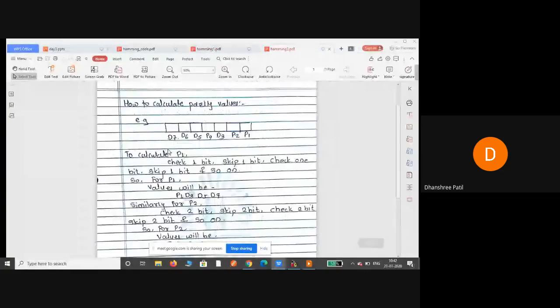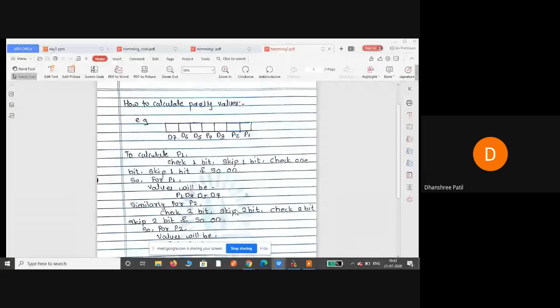For example, this is the data and I have to calculate P1. मला काय करायचं, P1 calculate करायचं. So in that case, what I should consider here is that check one bit, skip one bit. ही strategy follow करायची in case of the P1. So P1 ला काय असेल, चेक कुठला करणार मी, P1 skip P2, then check D3 skip P4, check D5 skip D6, check D7. चेक म्हणजे हे सगळे consider करायचे आणि स्किप म्हणजे skip करायचे.